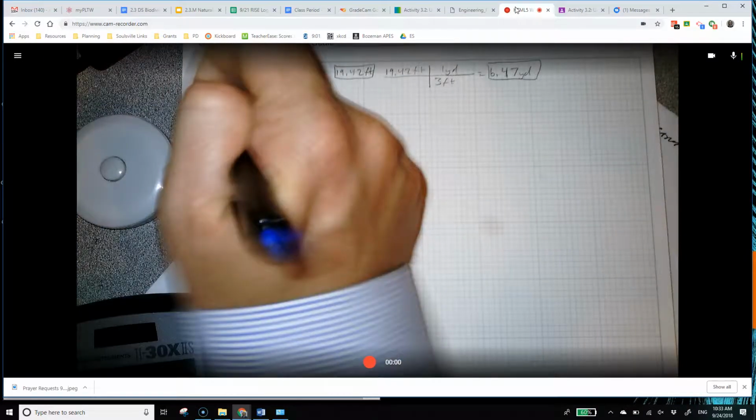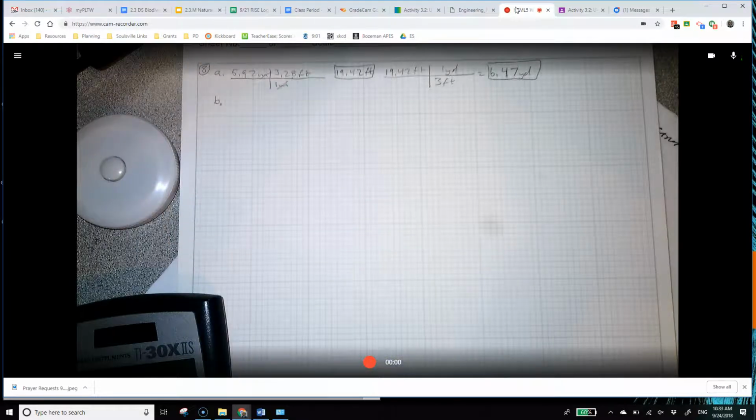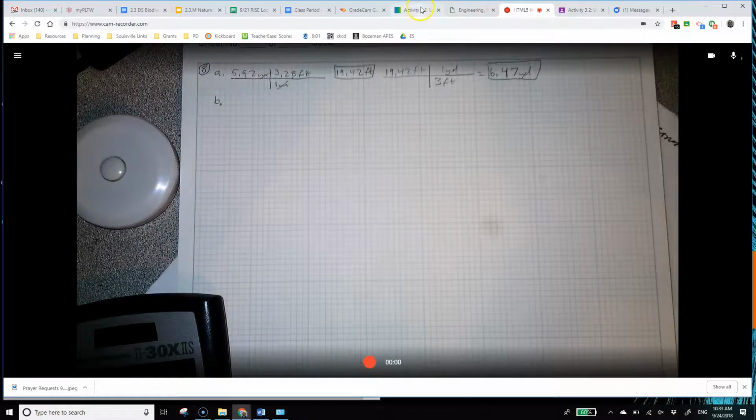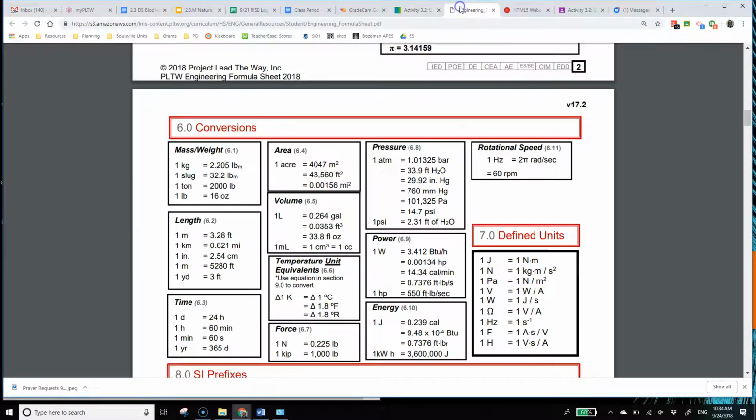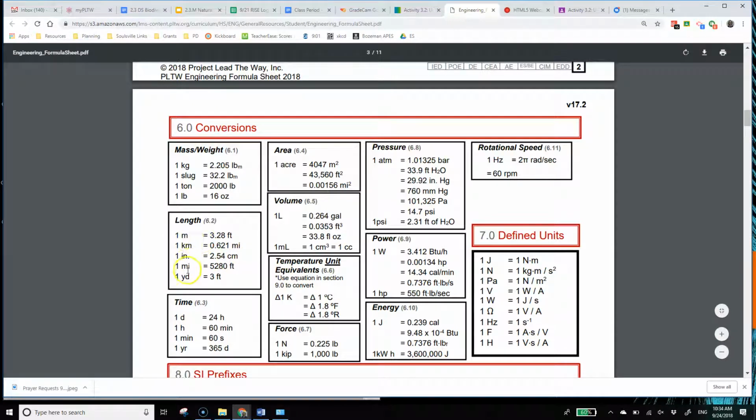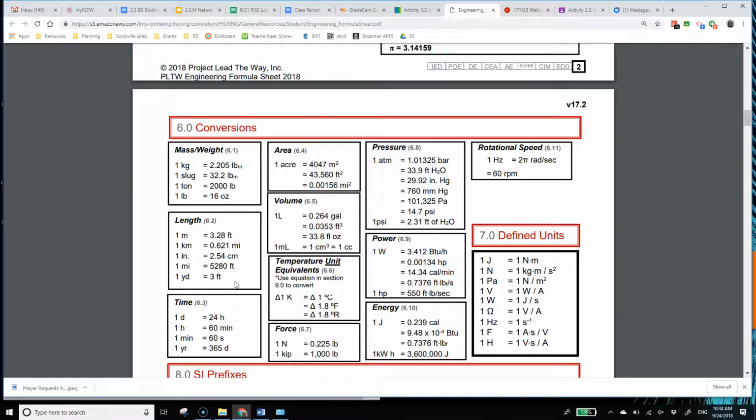Alright, moving on to B. It says, how many yards must you run to complete a 100 meter dash? So here I'm going to be using the exact same conversion factors. I'm actually going to use them twice. So I start out with 100 meters. And I need to convert that into feet. It can't go straight to yards because on my chart I don't have a conversion directly from meters into yards. If I did, I could do that. But I don't actually know that conversion. So I need to convert first from meters to feet and then from feet to yards.